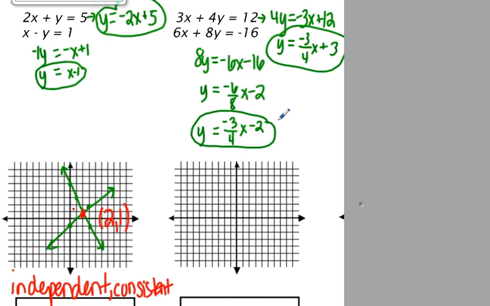And now I'm going to graph both of my equations since they're in slope-intercept form. So starting with the first equation, negative 3 over 4x plus 3, I'm going to start with my y-intercept at positive 3. And for my slope, I'm going to be moving down 3 and over 4.